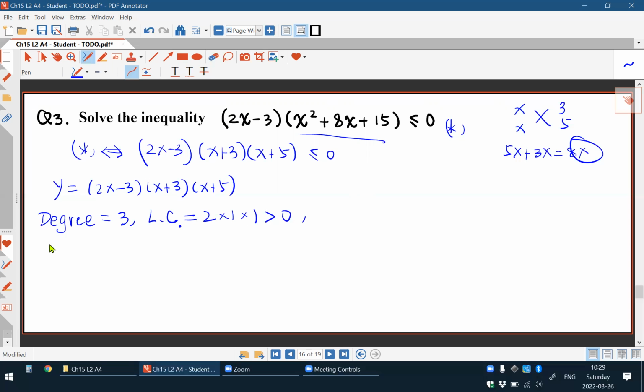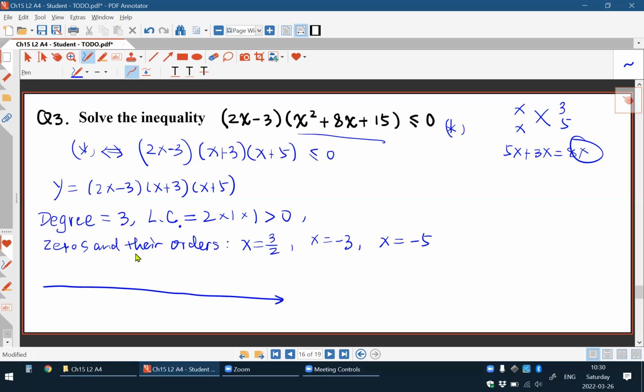Then let's consider all the zeros and their orders. Okay, first of all, x can be 3 over 2, right? With order 1. You don't have to write it here. x can also be -3, right? With order 1 as well. Then x can be -5 with order 1. Okay, then we can analyze its function.